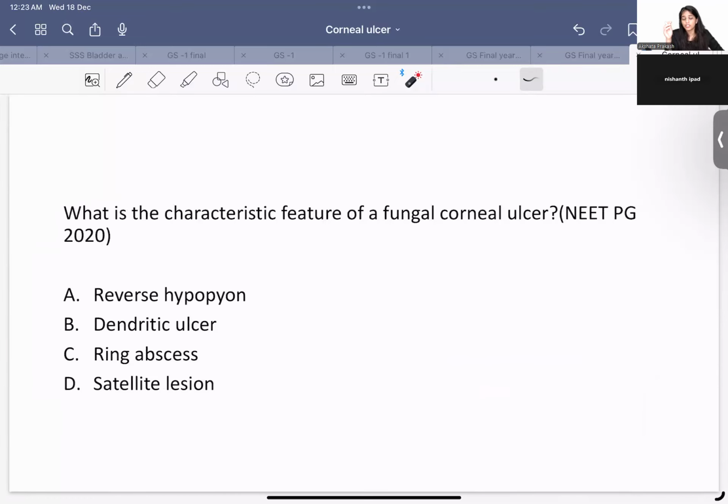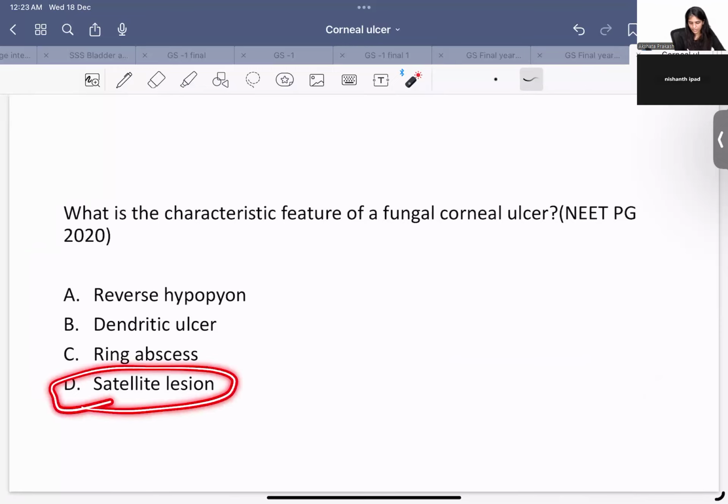It was asked in your NEET PG 2020. What is the characteristic feature of a fungal corneal ulcer? The options are reverse hypopyon, dendritic ulcer, ring abscess, or satellite lesion. I have repeated this n number of times. If they ask the characteristic of a fungal corneal ulcer, it has to be satellite lesion. Without any doubt, it has to be satellite lesion.